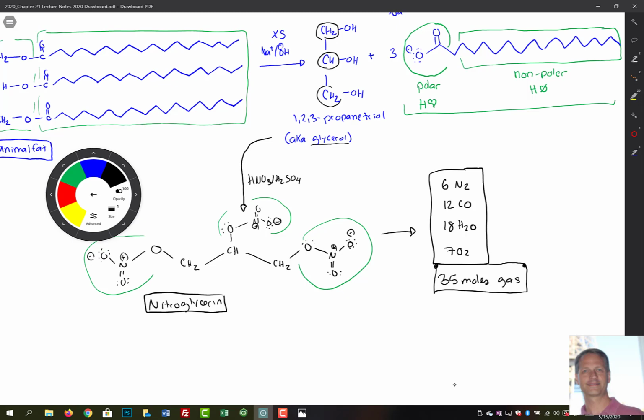Now, one thing that they did to help stabilize nitroglycerin is they added a little bit of basically dirt to it. And with the dirt, it stabilized it quite a bit against that shock sensitivity. So then you had something called dynamite. All right, so interesting little side note.